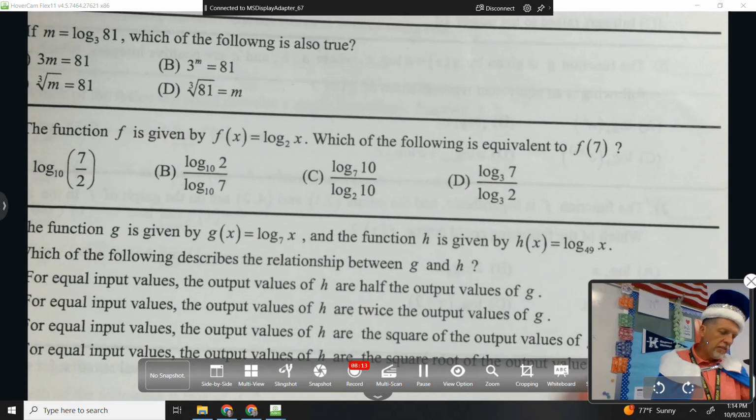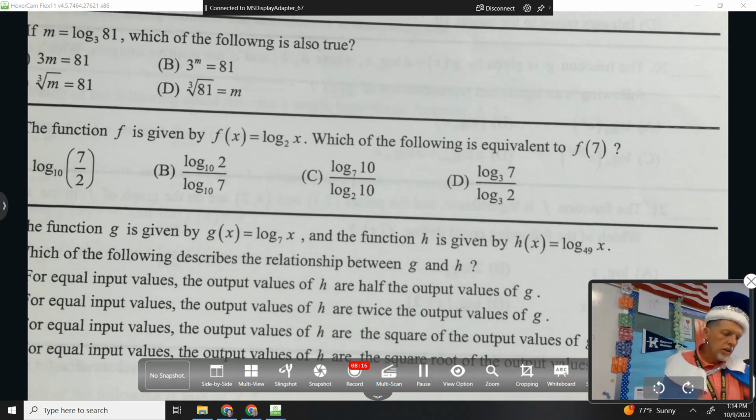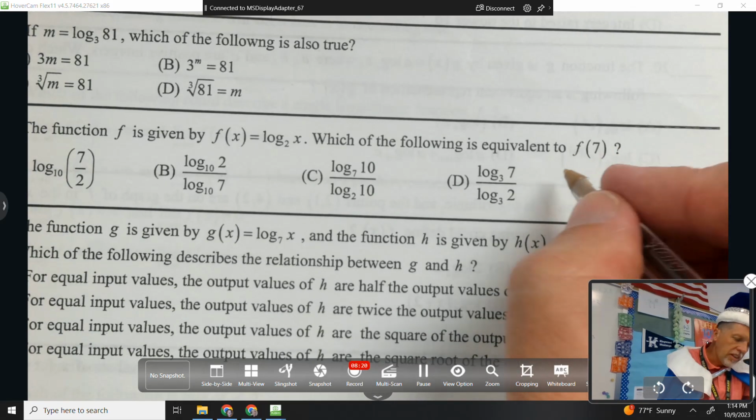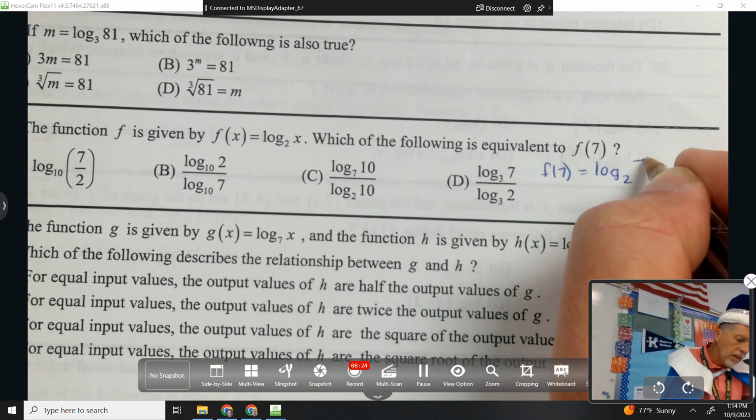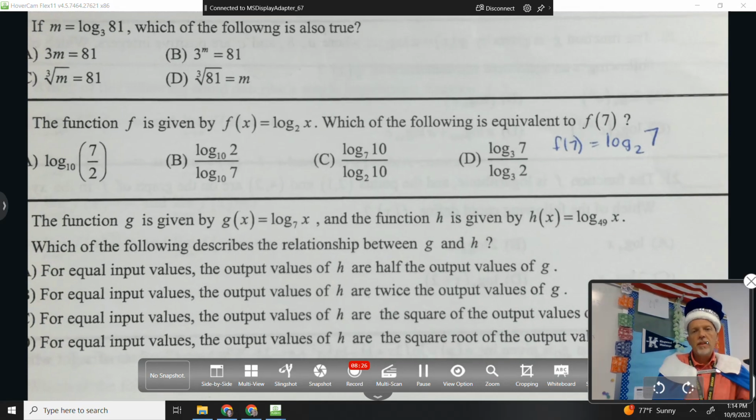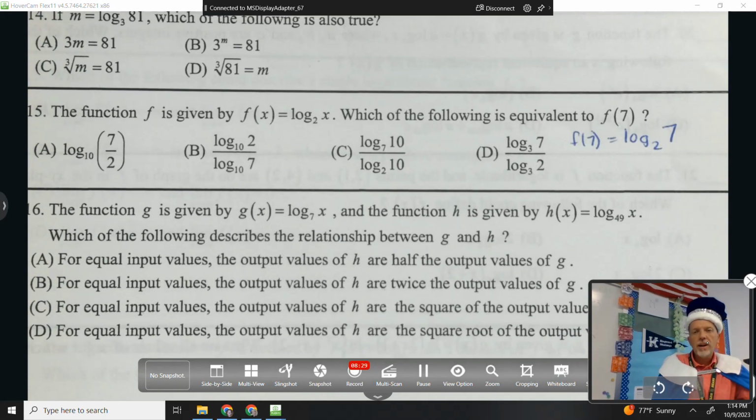The function f is given by f of x equals log base 2 of x. Which of the following is equivalent to f of 7? So f of 7 is log base 2 of 7. And of course that's not one of my answer choices. So, figure out what to do here.